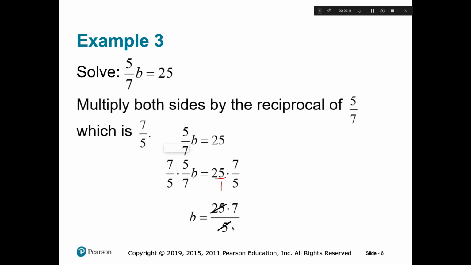The 5 on the bottom becomes 1. The 25 becomes a... What's 25 divided by 5? So now instead of 25 times 7, I can just take 5 times 7. How much? 35. So B equals 35.